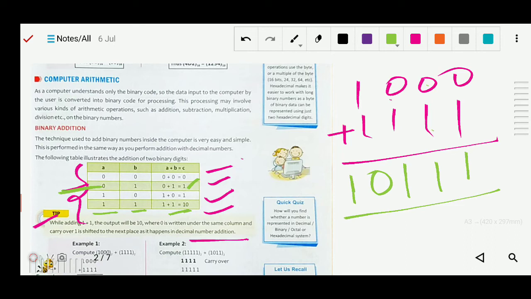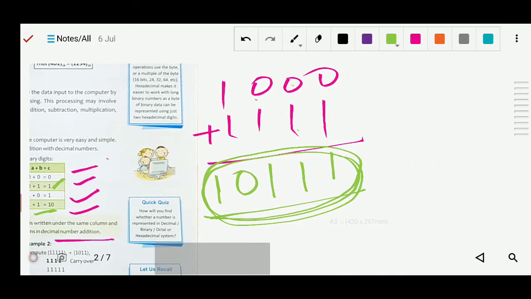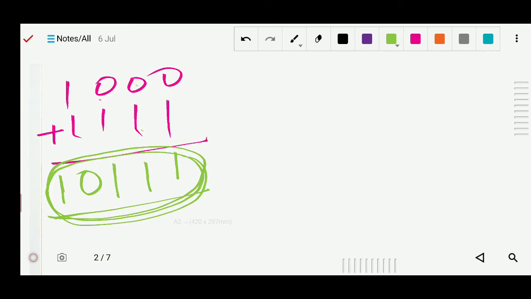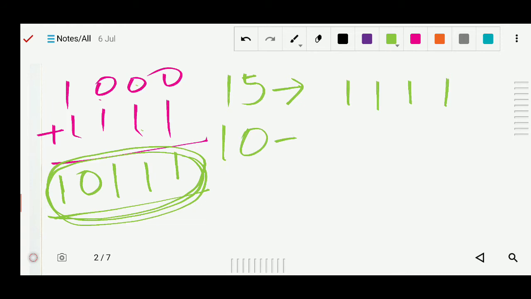You can also check which decimal number this value stands for. You can change the binary to decimal and check it. One more example I am taking. Second example: I take 15. If you change the decimal number 15 to binary, you will get 1111. And I take 10. When you change this 10 to binary, you will get 1010. And you have to add it.